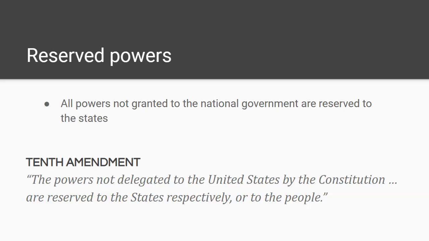The 10th Amendment means that wherever the Commerce Clause or the Taxing Clause or some national power ends, that's where state power begins. So there aren't really court cases about the 10th Amendment. They would instead be court cases about, say, the scope of the Commerce Clause.